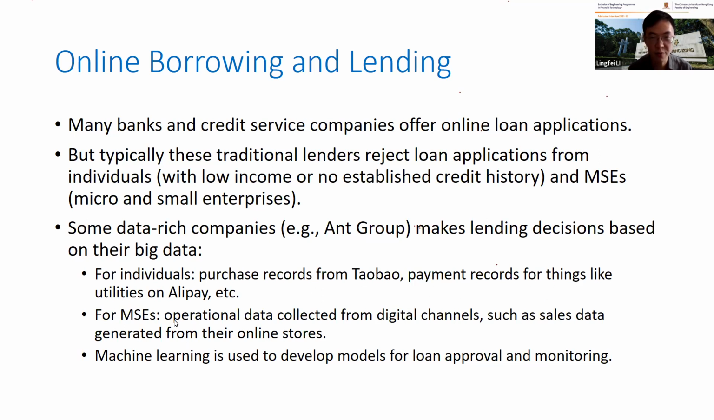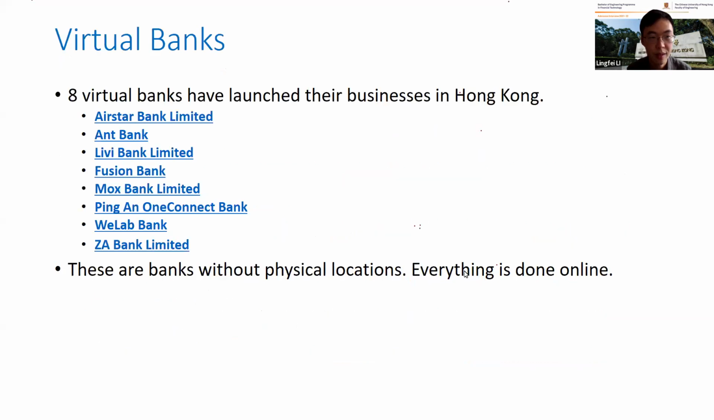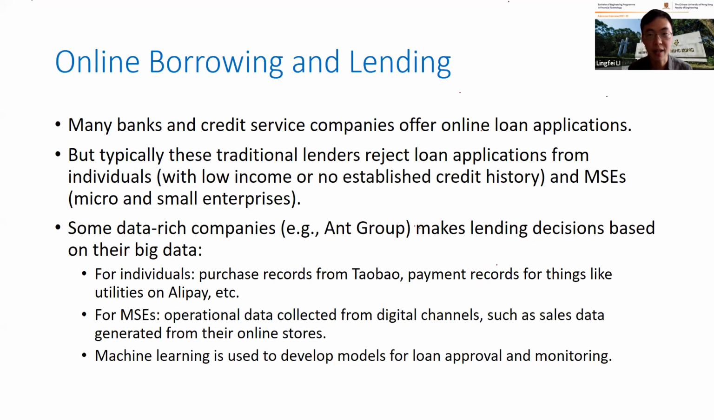So many of these small businesses actually have online stores in Taobao, so they sell things in Taobao. So Ant Financial has access to their operational data from their online stores. Okay, and this is sufficient for them to analyze the credit risk or the default probability of these MSEs. All right, so this is the second application. This is about online borrowing and lending.